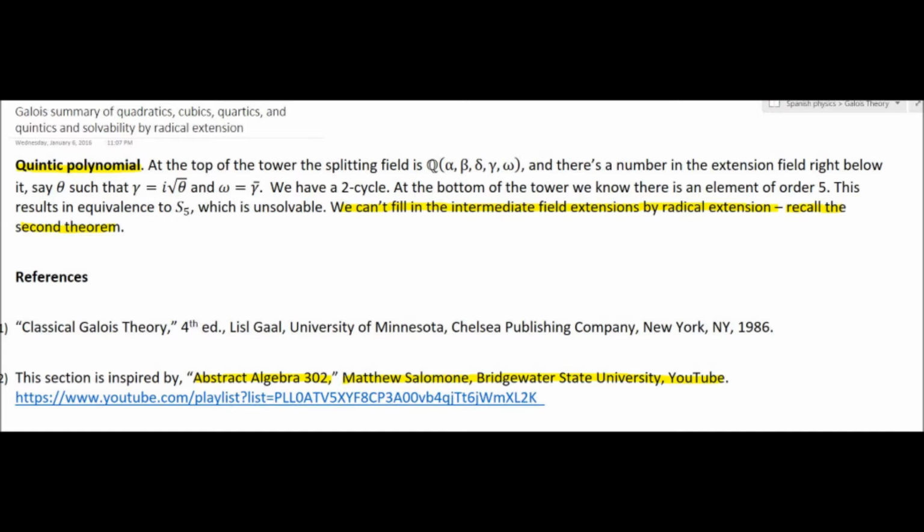The problem is explained there: if we have complex roots and they're connected to each other as a two-cycle by complex conjugation, which happens, I showed you that example, and one of the roots is a cycle of order 5, we immediately know that its group is isomorphic, or the same as, the group S5, and we can't get to the intermediate field extensions by radical extension. This is really based on understanding the second theorem.